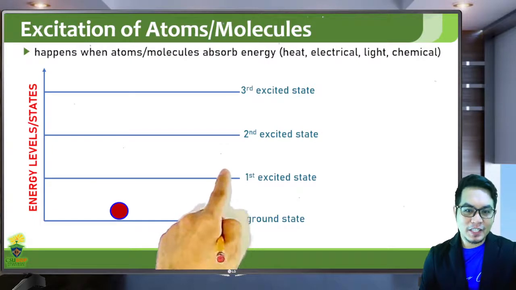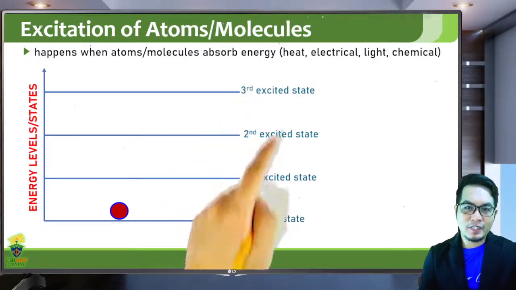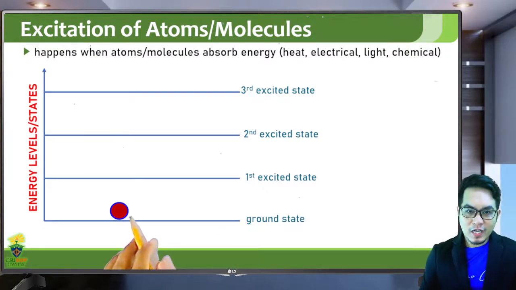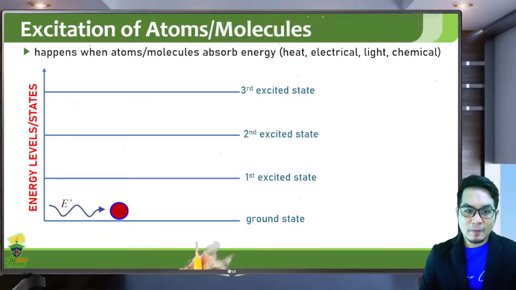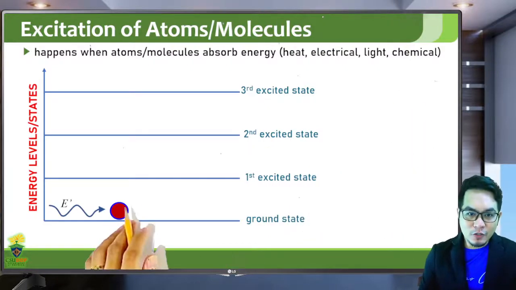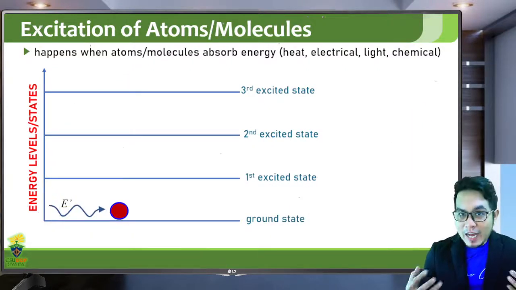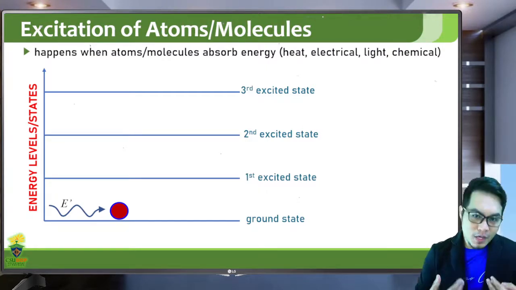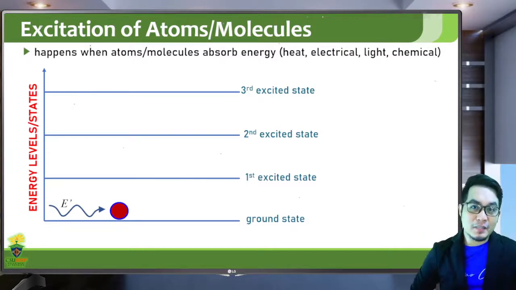So you have the first excited state energy level, second excited state, third excited state, or the third excited energy level. So usually, if a material or an atom, for instance, is in the ground state, the lowest energy state, and it absorbs energy by means of heat, electrical energy, light, or chemical energy, it can go to an excited state. So for us humans, if we took this analogy to us, our ground state is when we are sleeping. That is our ground state.